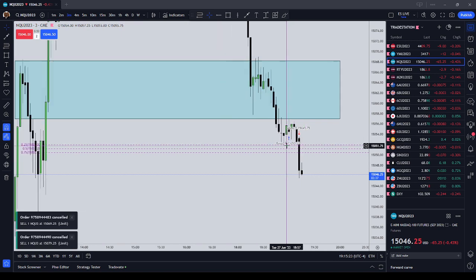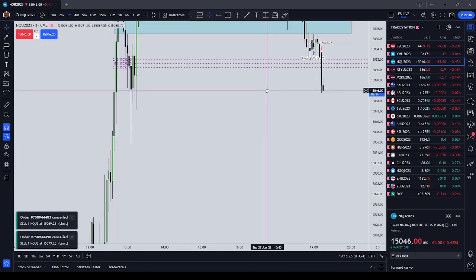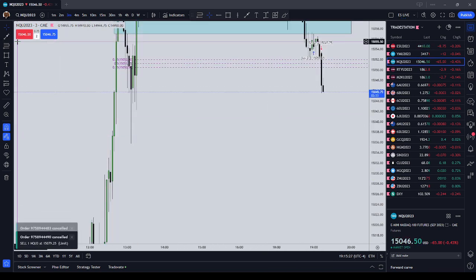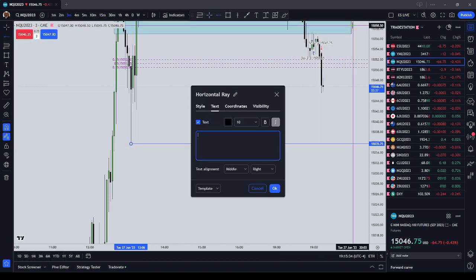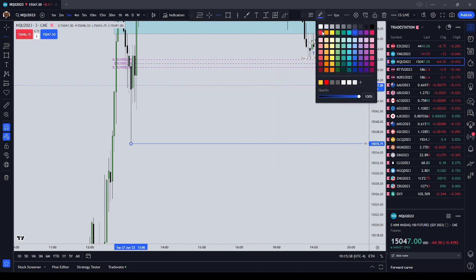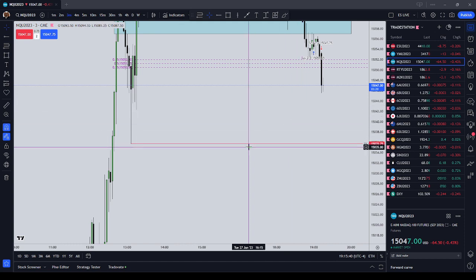Continuing to watch the NASDAQ, now that we have inverted this fair value gap, we're probably shooting for this sell side liquidity right there. Be my best guess.